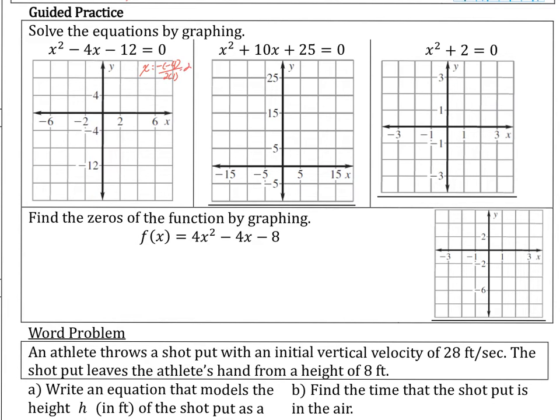So it would be 2. And then we're going to look for the minimum value. So we have y equals 2 squared, which is 4, minus 4 times 2, 8, minus 12, negative 16. So our vertex will be at (2, -16). I'm going to plot that.